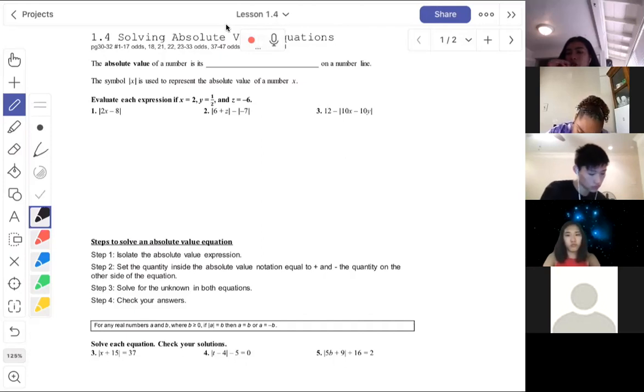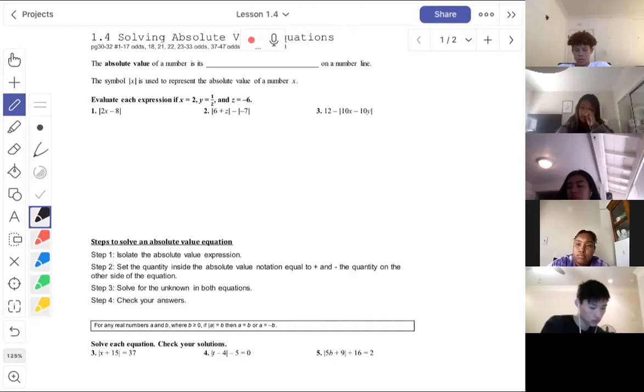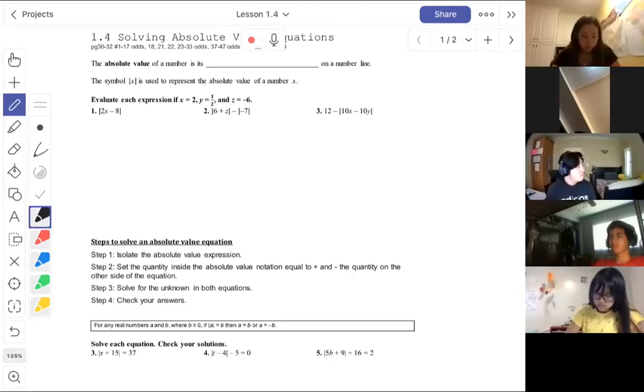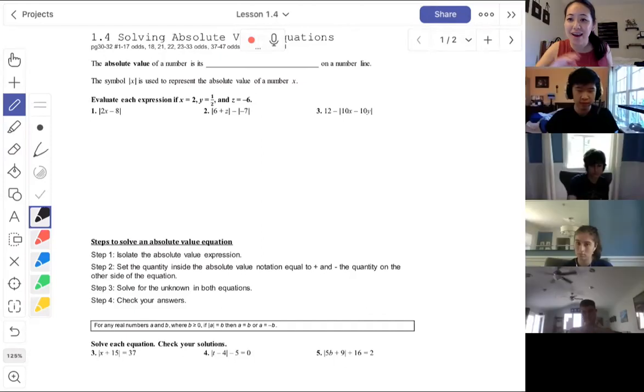All right, today we're talking about solving absolute value equations. So the very first thing at the very top is the meaning of absolute value. The absolute value of a number is it's blank, blank, blank on a number line. 3 words. The absolute value of a number is it's blank, blank, blank on the number line.